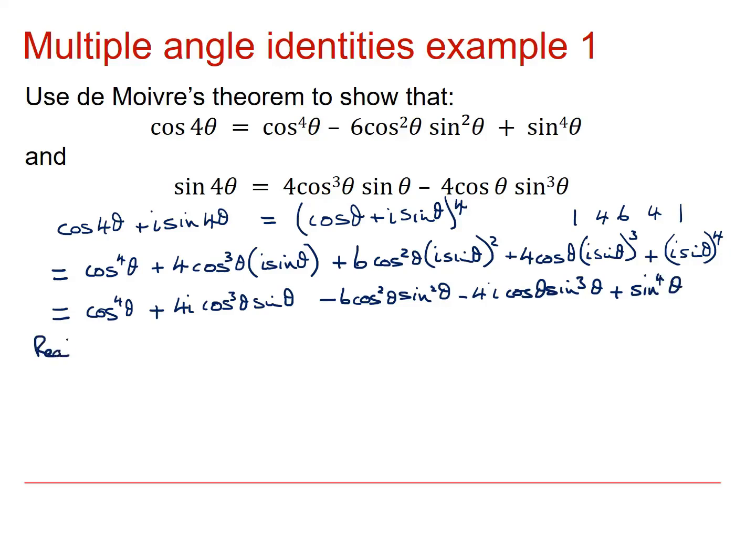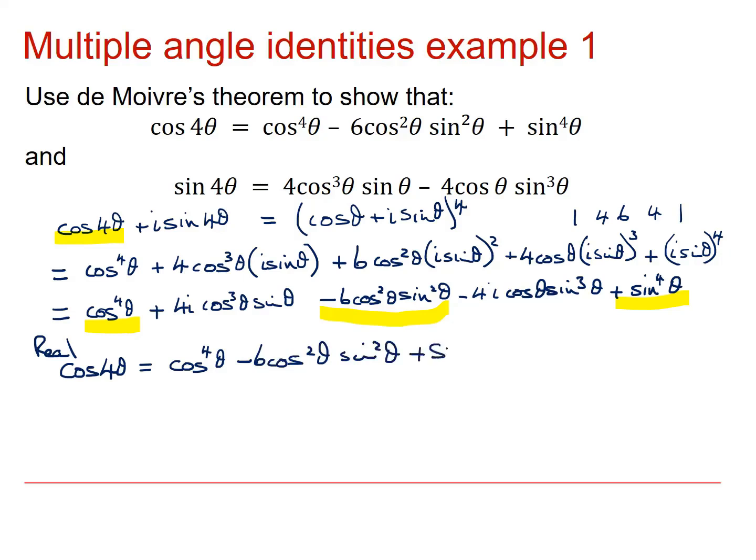Now I'm going to look at the real parts, and for the real parts I've got here cos 4 theta, and I've got here cos to the power 4 theta, a minus 6 cos squared sine squared, and a plus sine to the power 4. So I get cos 4 theta is equal to cos to the power 4 theta minus 6 cos squared theta sine squared theta plus sine to the power 4 theta.